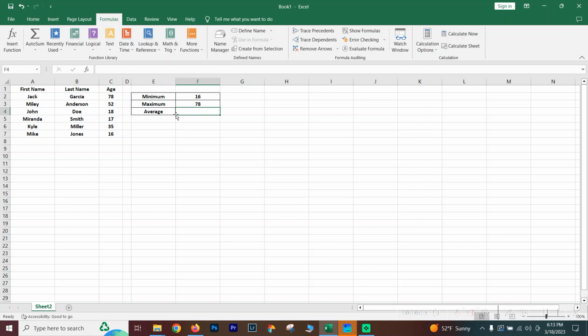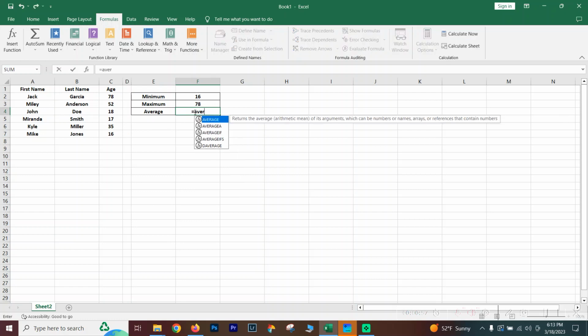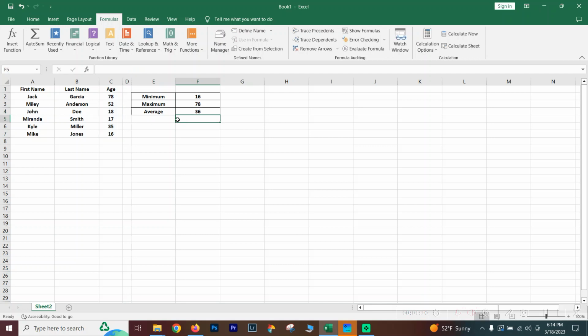God bless Jack Garcia. Now, what's the average of this age group? Put the equal sign. This time, type out average, open parentheses, select your age group. What's the average of this set of friends? Close parentheses, hit enter, 36.